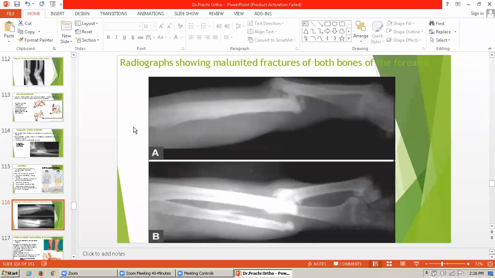Then this is an X-ray, a radiograph showing the malunited fracture of both the bones of the foot. So here there is a malunited fracture of both the bones of the foot. That is in diagram A. In this area, we can see a malunion, and in these areas.